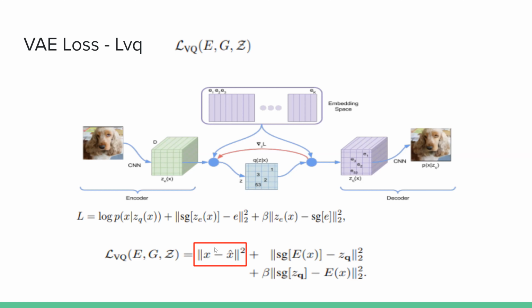The first part is optimized by the encoder and decoder, the second one optimizes the codebook, and the third one again the encoder, as Mehdi said. I'm planning to go into detail on this.